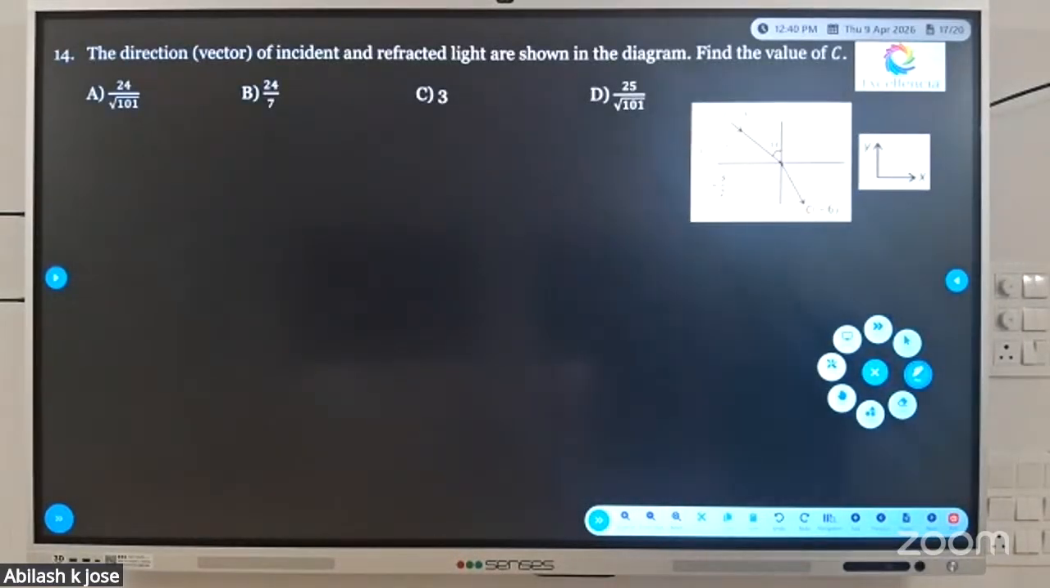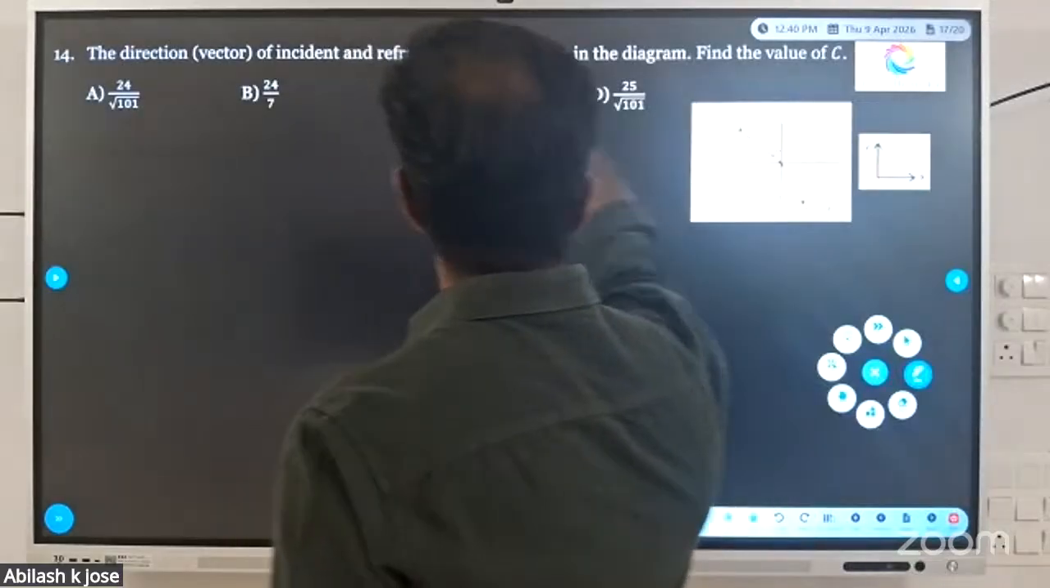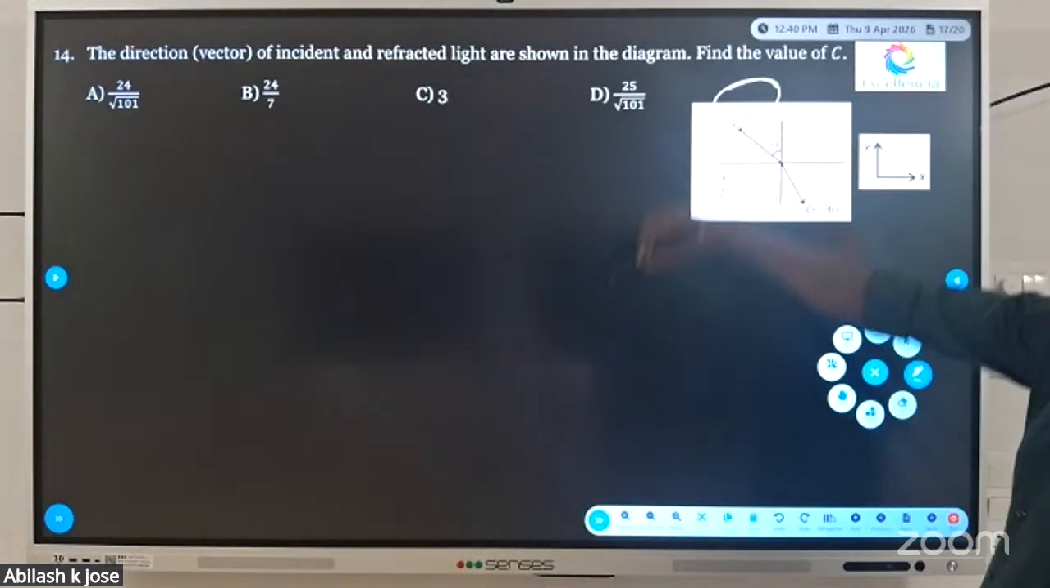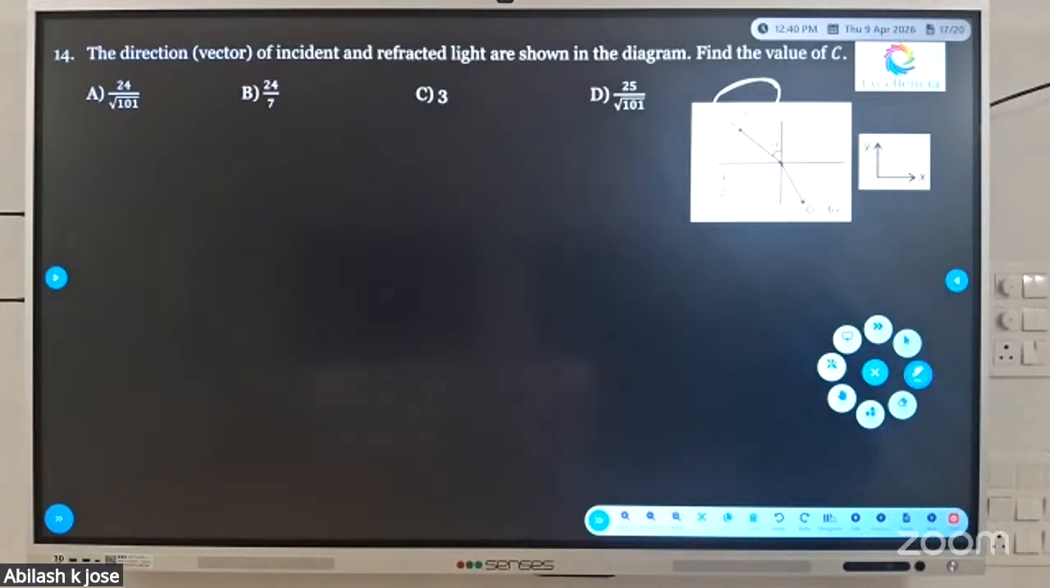Here is a question from optics. The direction vectors of the incident and refracted light are given. So you are given two vectors, one along the incident ray and the other along the refracted ray. You also have to find out the values.